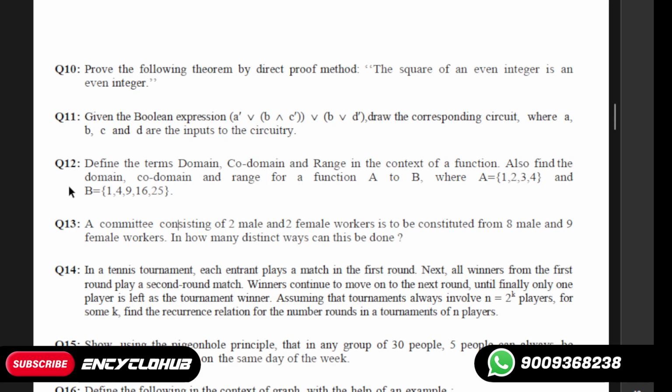And this question number 12 is: define the terms domain, codomain and range in the context of a function. Also find the domain, codomain and range for the function from A to B, where A is {1, 2, 3, 4} and B is {1, 4, 9, 16, 25}.